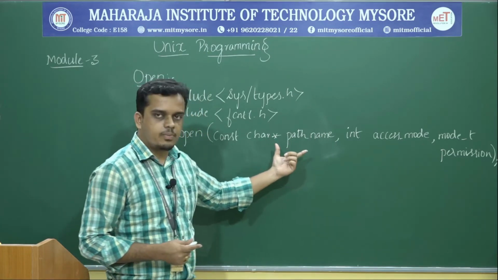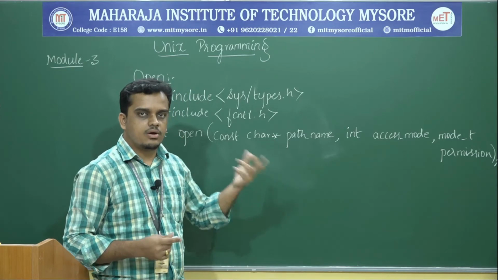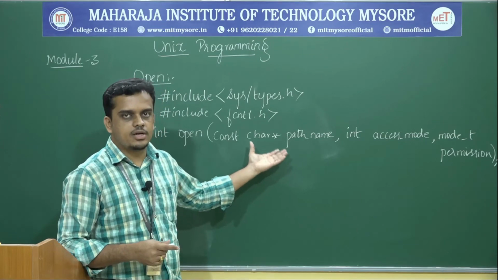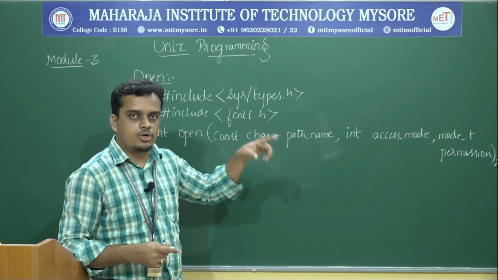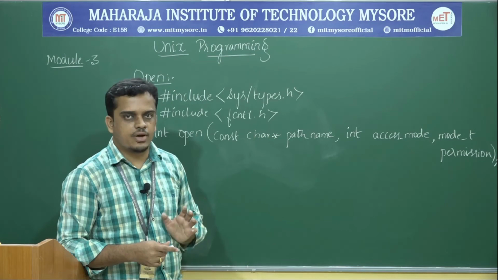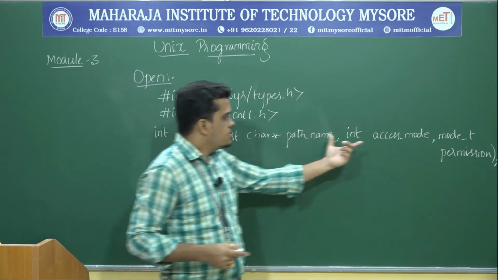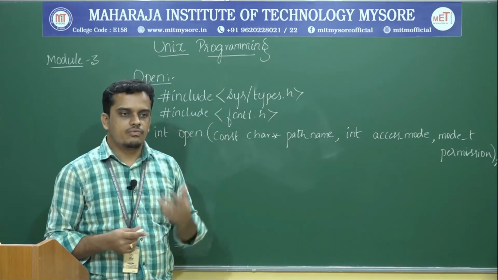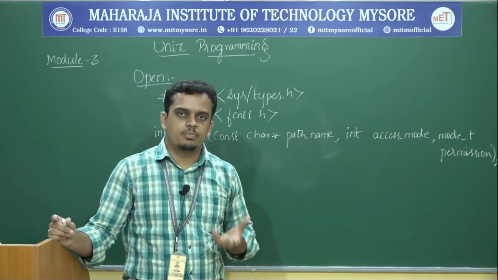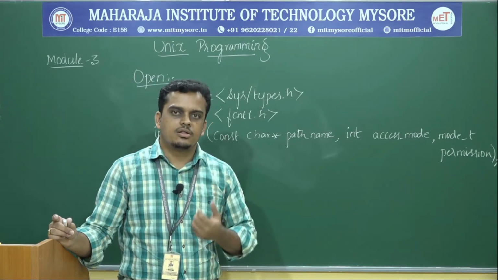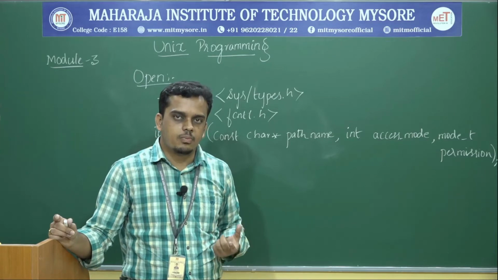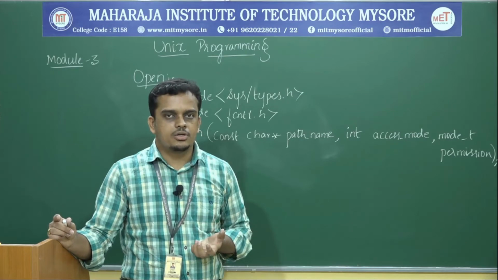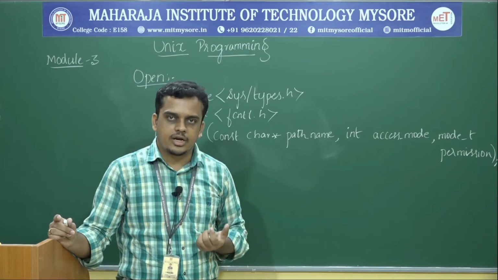This path name can be referred to as an absolute path name or a relative path name. Either of these can be considered as the very first argument, which will point to the appropriate file in your file system. And the second one is the access mode. This talks about the way in which you are trying to build a connection between the process and the file. Whether this connection is meant for a reading operation, a writing operation, or for both read and write operations.